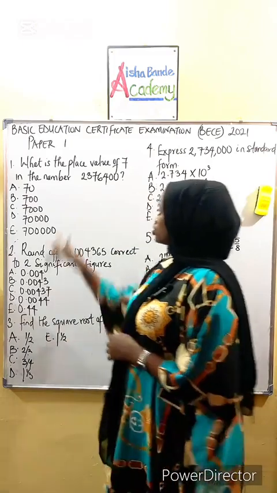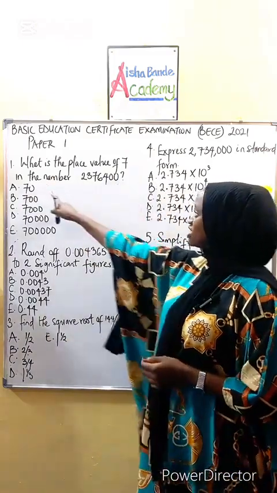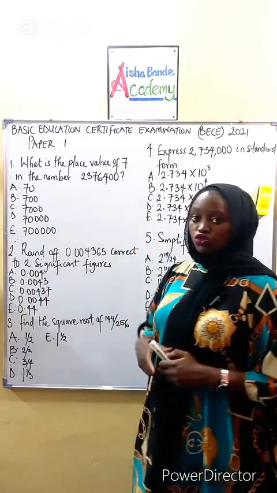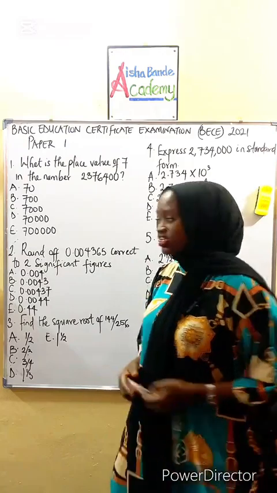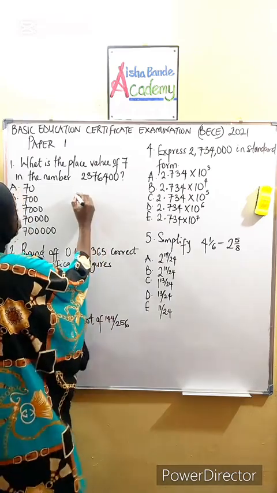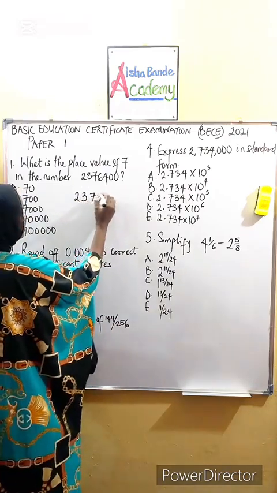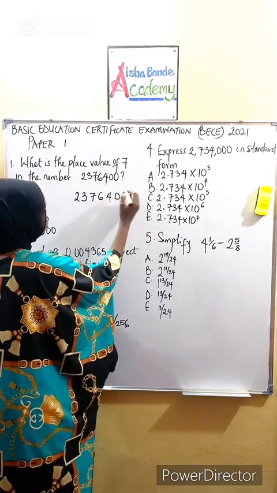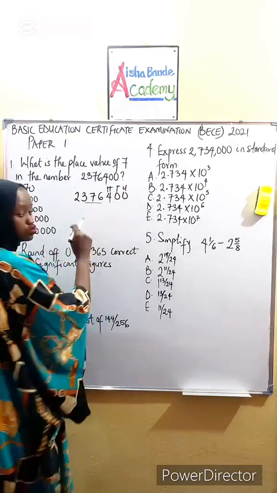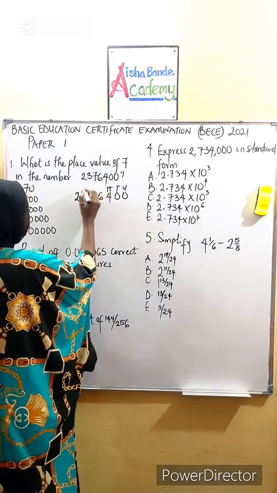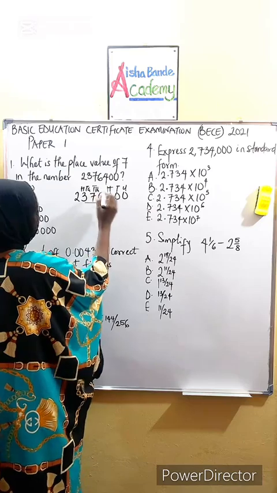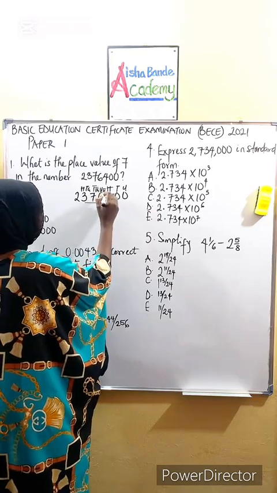So let's begin. Question 1 says, what is the place value of 7 in the number 2376400? So this is place value. We all know what place values are, right? Then we have the hundreds, the tens, and the units. So what we need to do is to bring out the figures and place the values on each figure. So this is hundreds, this is tens, this is units. The next three numbers are going to be in thousands. So this is hundreds of thousands, this is tens of thousands, and this is units of thousands.